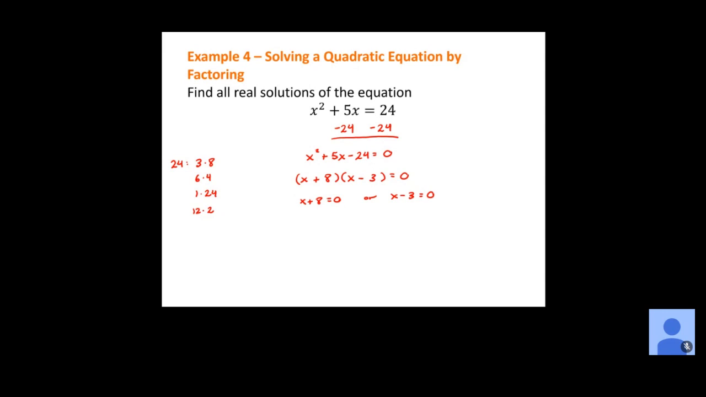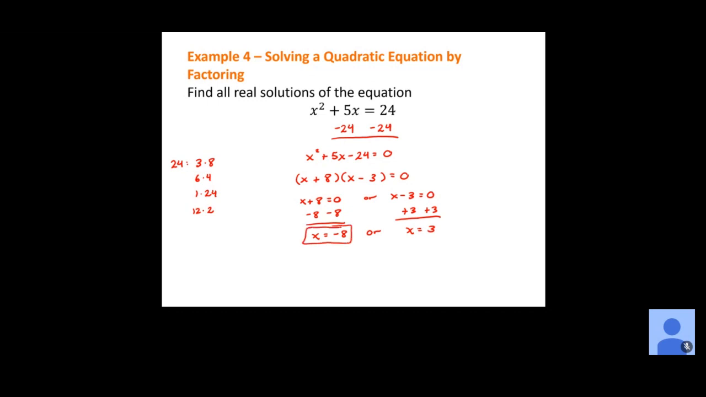Now it's just a matter of solving each one of those. What would I do to solve this first one for x? Subtract the 8. Good. And so that's going to give us x is equal to negative 8. Or, and if we do the other one, what are we going to have to do to solve that one? Add the 3. Good. And so that's going to give us x is equal to positive 3.